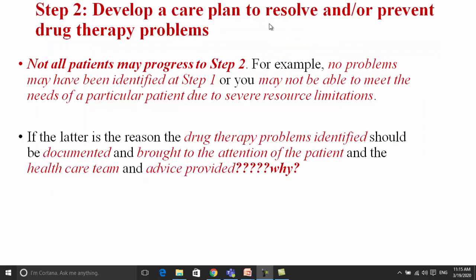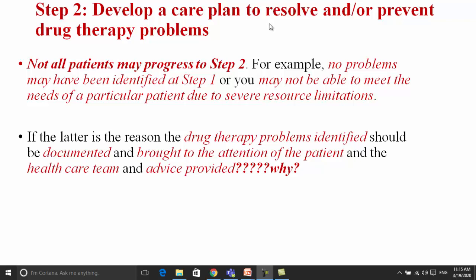So let's start talking about step two. In step two, you have to develop a care plan to resolve and or prevent drug therapy problems, to resolve the actual or prevent the potential drug therapy problem. You have to remember that not all patients may progress to step two. For example, no problems may have been identified in step one, or you may not be able to meet the needs of a particular patient due to severe resource limitation. But this is a very rare case. Most of the patients will progress to step two.